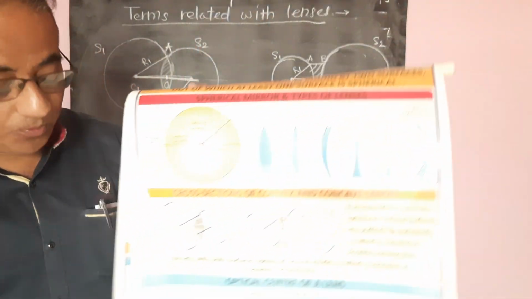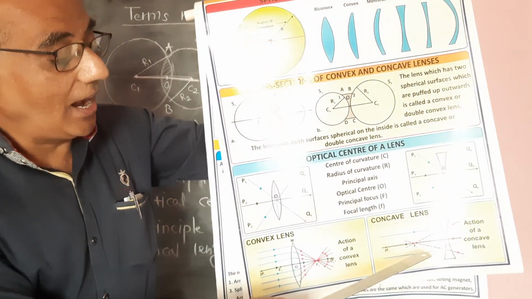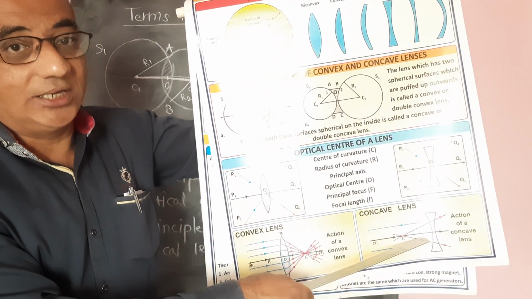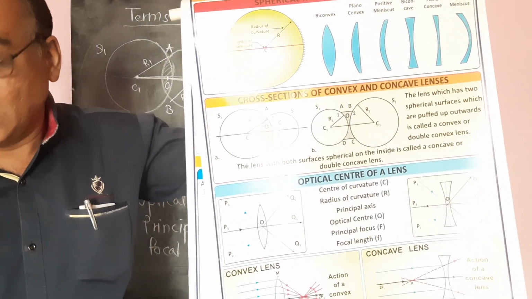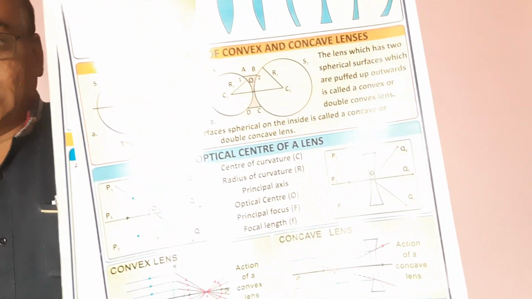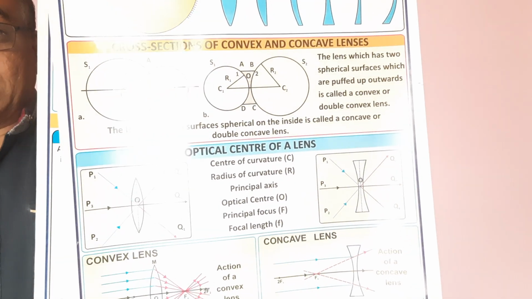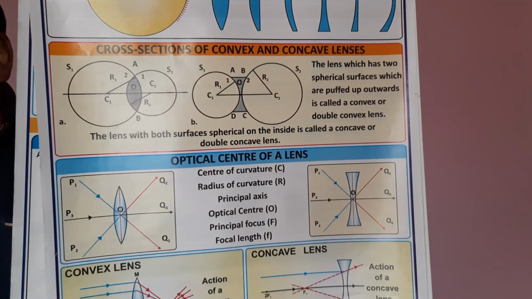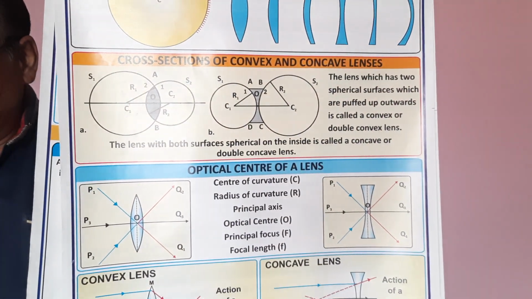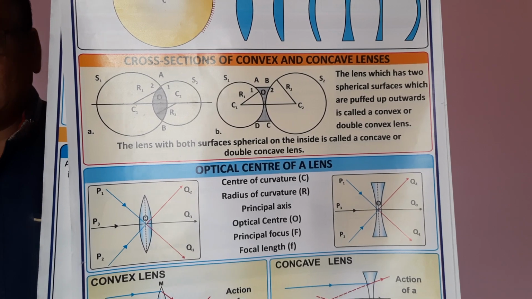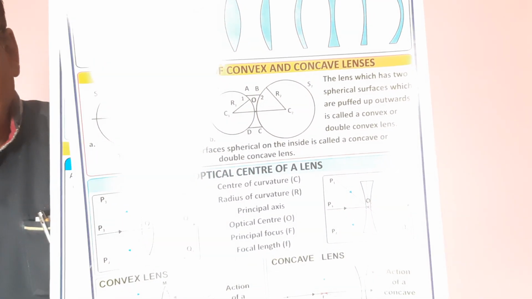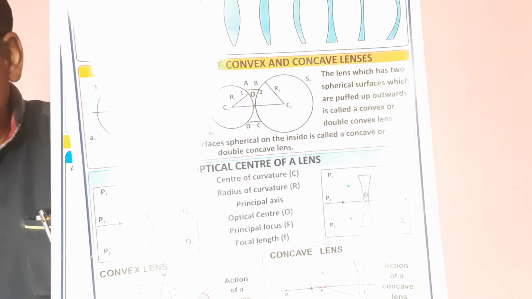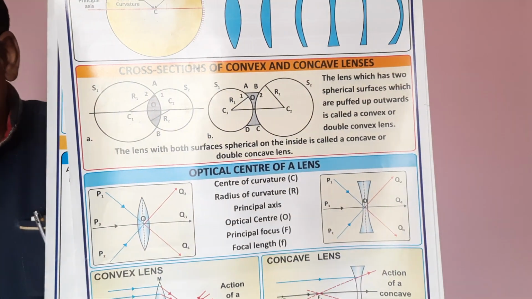Right? Principal focus of convex lens and principal focus of concave lens is shown in this figure. Now when we are going to see the actual definition or the concept of principal focus, we find that when light rays parallel to the principal axis are incident on a convex lens. Now see, this is the definition of principal focus of convex lens, right?